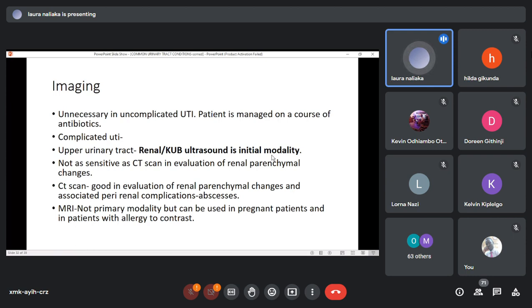Imaging is unnecessary in uncomplicated UTI. When you suspect UTI, you just manage the patient on a course of antibiotics. Complicated UTI, we always do a renal KUB or ultrasound of the renal region. Disadvantage is that it's not as sensitive as CT in evaluation of the renal parenchymal changes in cases of pyelonephritis. CT is good in evaluation of renal parenchymal changes, and you can pick the associated perirenal complications in complicated UTI or pyelonephritis, which could be abscesses. MRI, not primary modality, but can be used in pregnant patients because you want to avoid radiation.